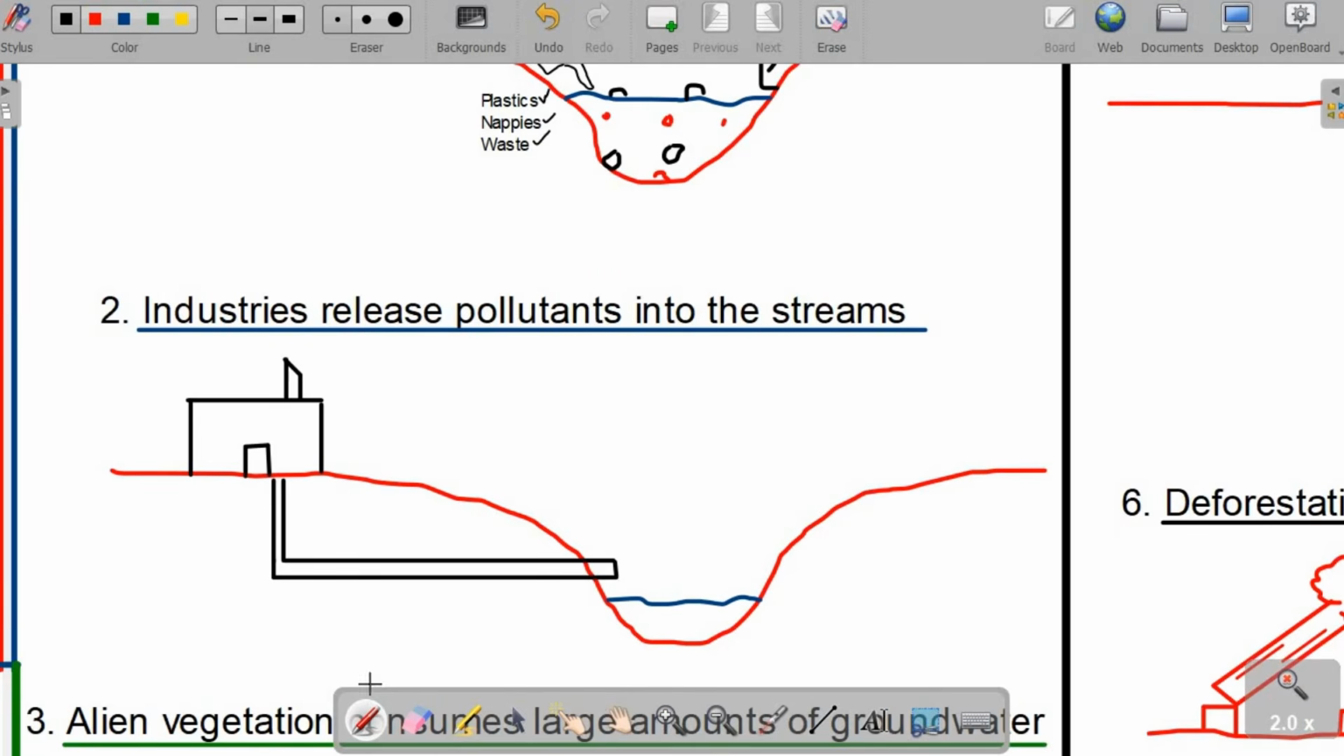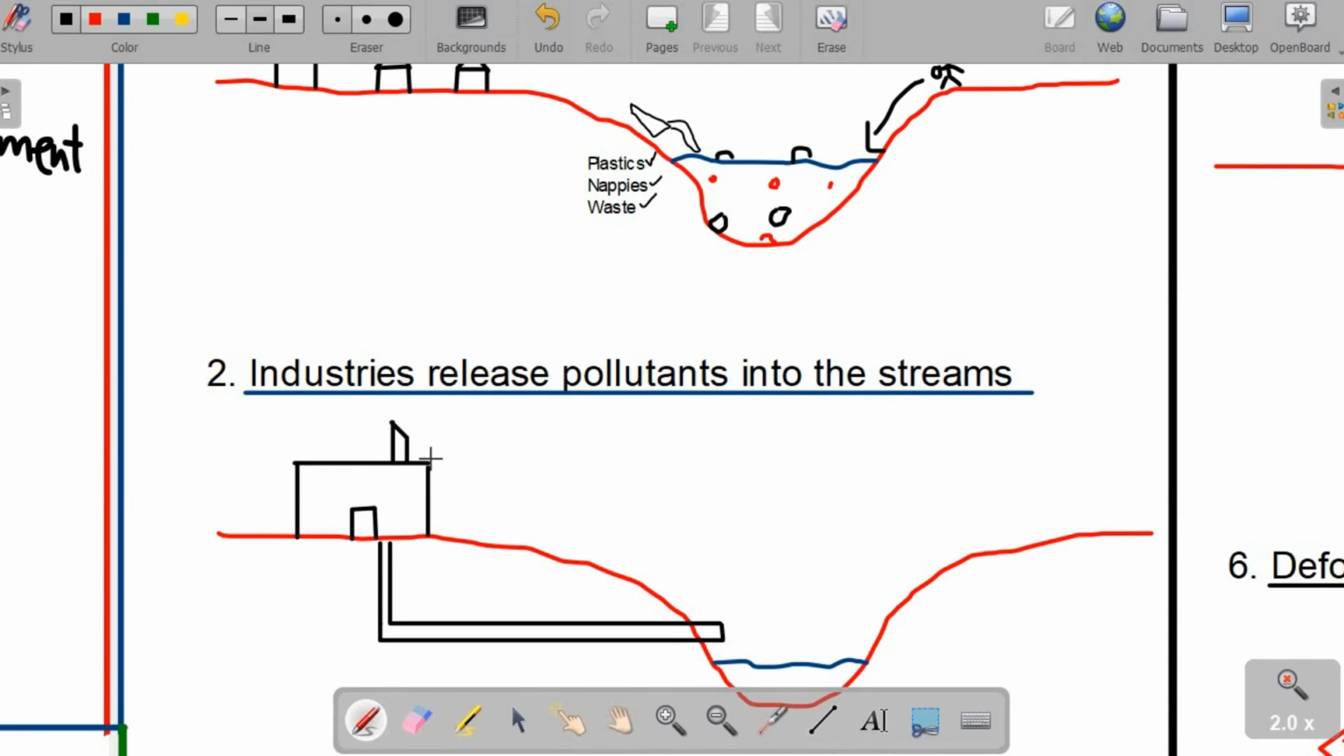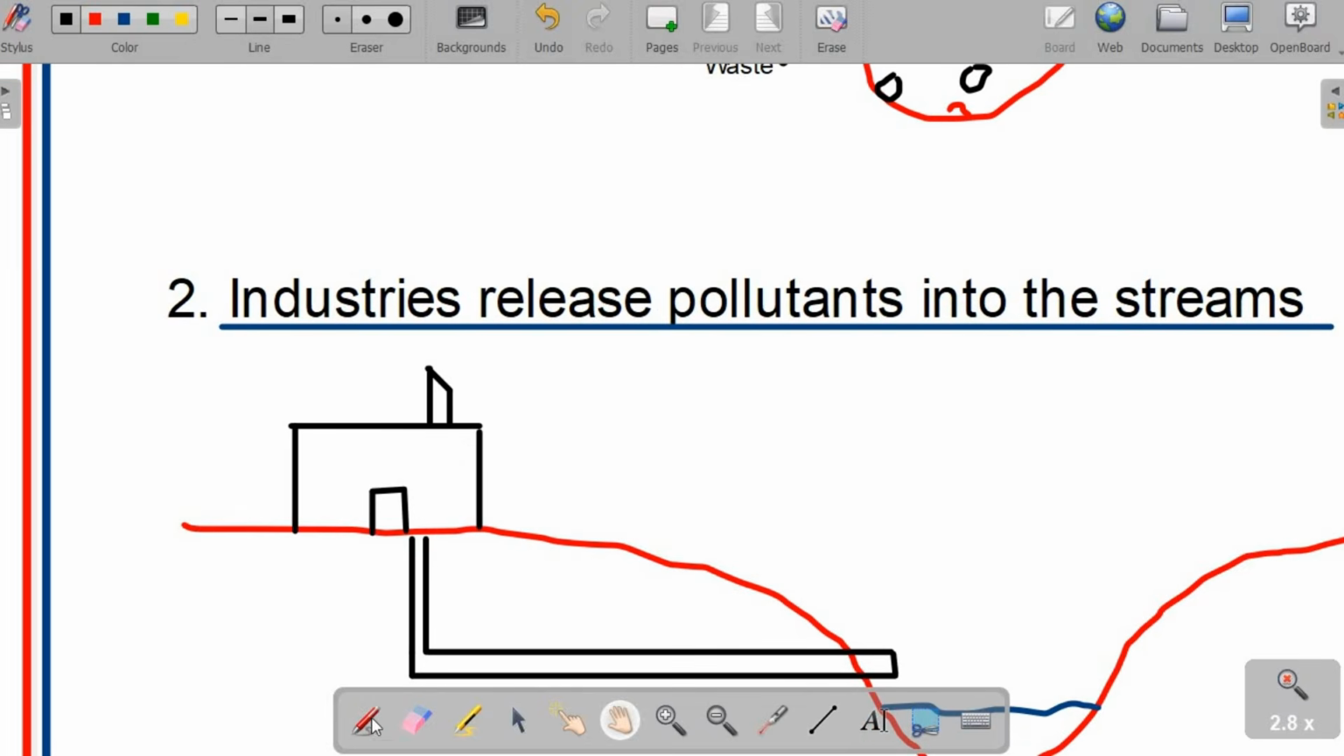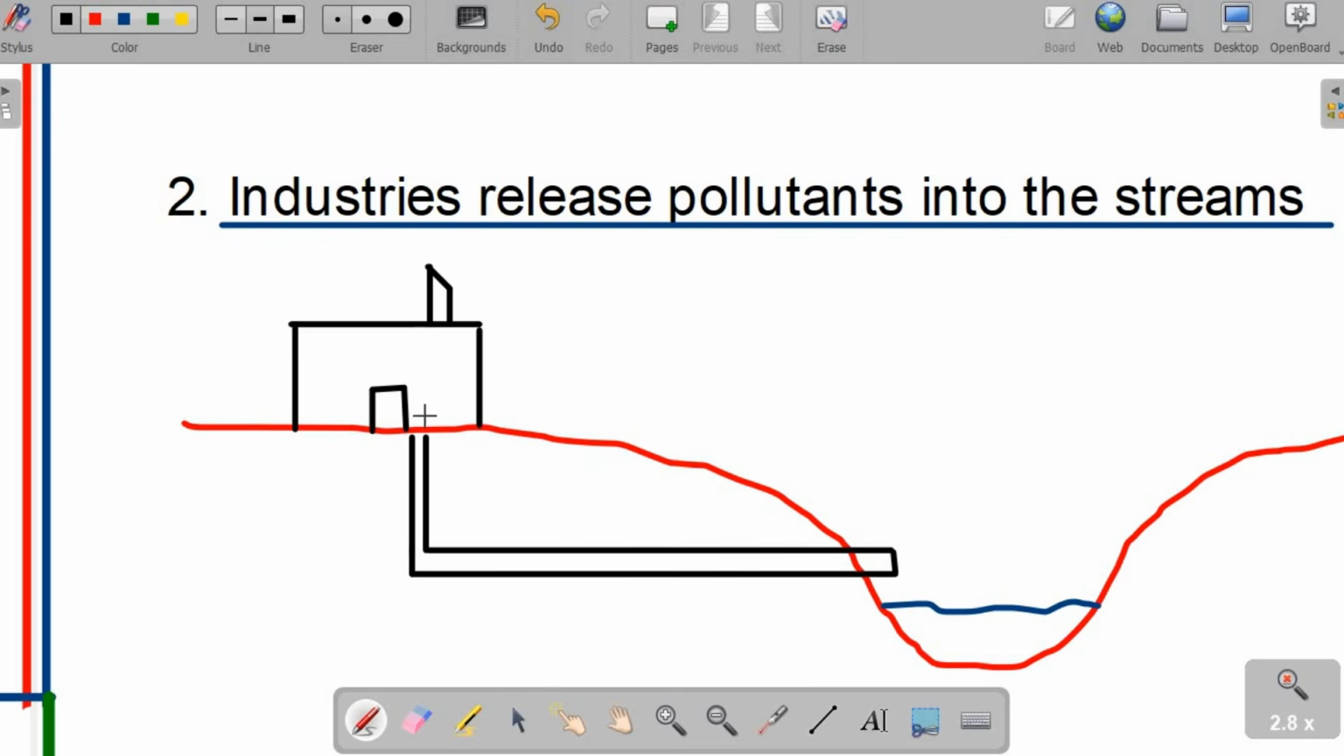The second point we have is that industries release pollutants into streams. Not only into the streams, right? During the production process, remember these industries are processing, so whenever they are processing, they are going to release their products and also some byproducts, or some of the extra stuff that is also produced whenever they are producing whatever they need. So due to poor waste management, all of this polluted water enters our river systems and pollutes them.